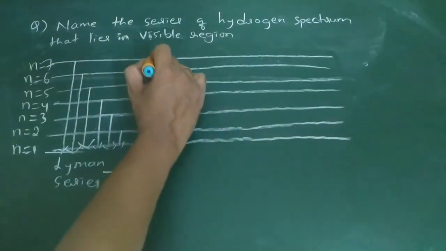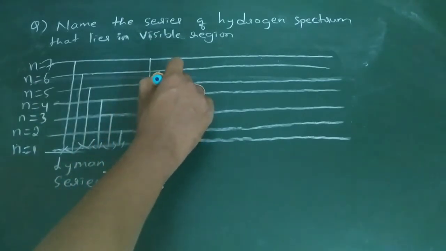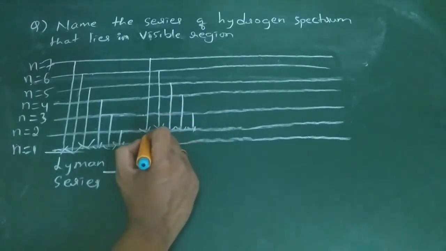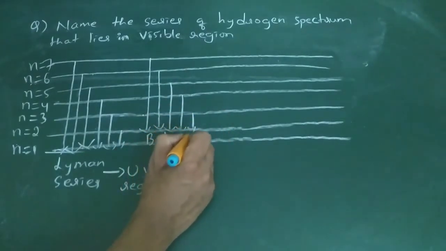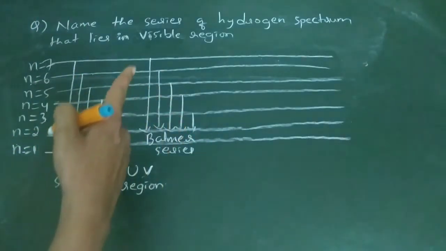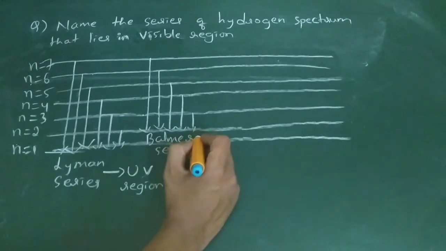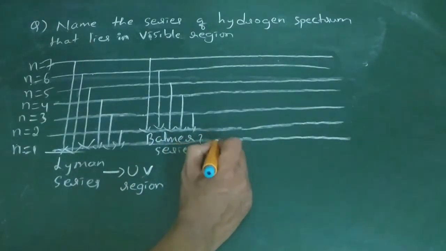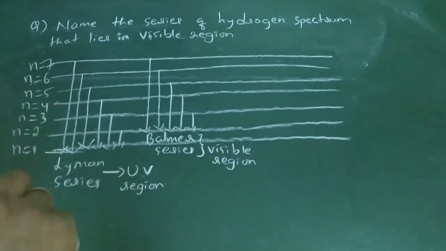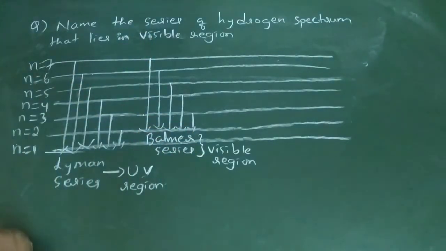If any electron jumps from any higher orbit to the second orbit, this range we call the Balmer series. Are you understanding? This is the range of frequencies of light which are emitted when electrons from higher orbits jump to this orbit. They are called the Balmer series. Whatever region this falls in, we call the visible region. Balmer series, visible region. That means the wavelength of the light which is emitted lies in the visible region.